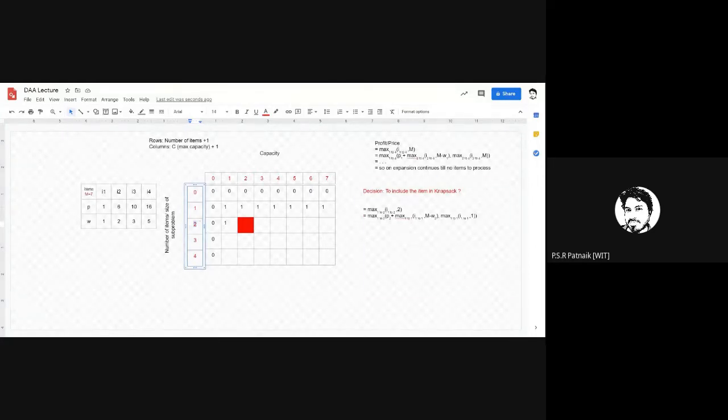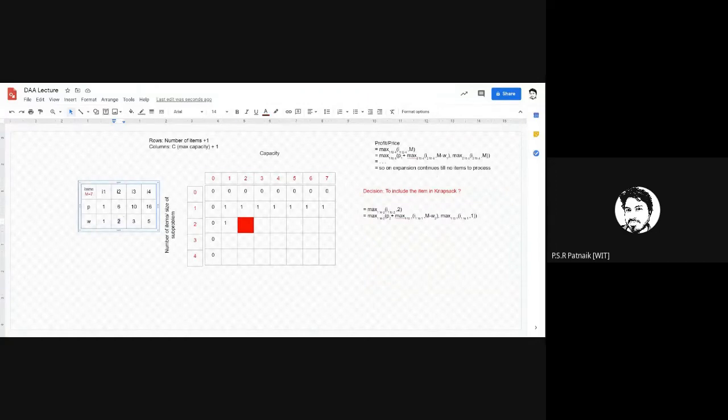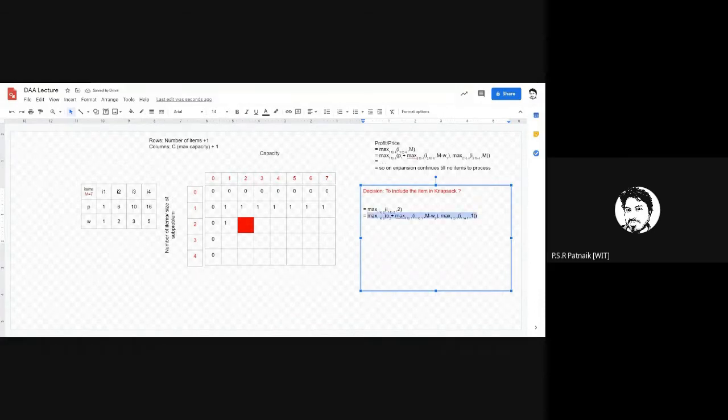If I include this element, what will be the profit? The profit associated with P2 plus the max of profit which I get for the newly created subproblem. If I include this, then I will be reducing the weight. Then I need to see what I can achieve with the reduced sack capacity. If I exclude this, the only option I have is this. So if I further convert this for this solution, can I include weight to capacity 2? Yes, I can include that. So now if you solve this, you get the following equation here.